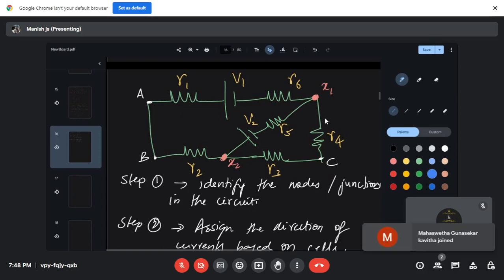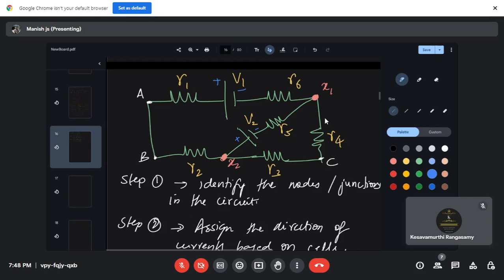So we will start first with V1. First, you mark the terminals of both the cells. You know the bigger line is positive, the smaller line is negative. So mark the terminals, and then you assign the direction of current. Now who can tell me how current flows outside the cell or battery? From which terminal to which terminal does it flow? Negative to positive, sir. Okay, that is for inside. Outside, it is always going to flow from positive to negative.